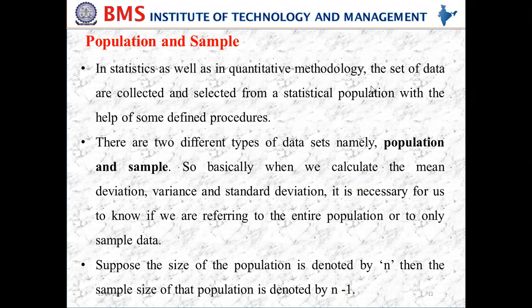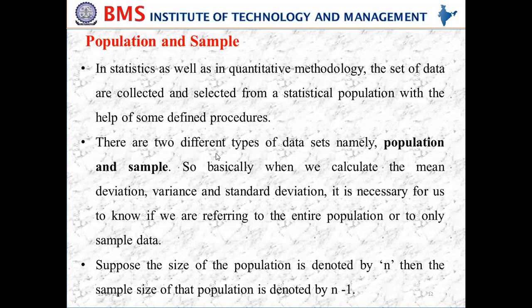So generally, it is population data. There is a statistical population which has the large data. From that, you are going to take the sample, and then you are going to measure the dispersion, or the distribution, of the data. So the collected data is the set of data collected and selected from the statistical population with the help of some defined procedures.